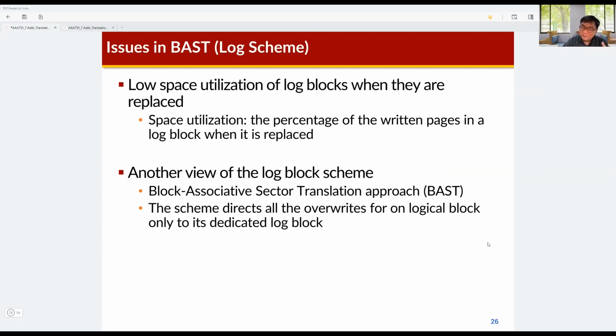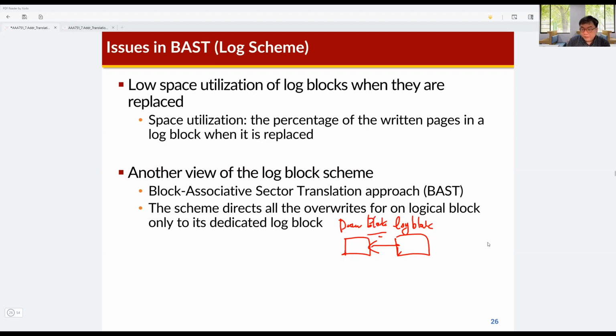Usually our research starts from some issues of the previous research work. Okay. So what are the issues? What are the issues in BAST, that's the log scheme? The issues of BAST are, first, this log block is associated to a data block. Only one log block is associated to a data block.